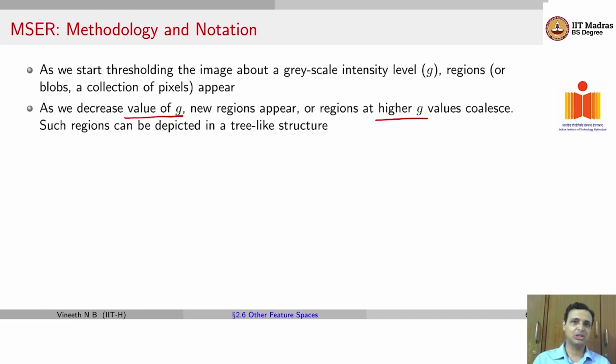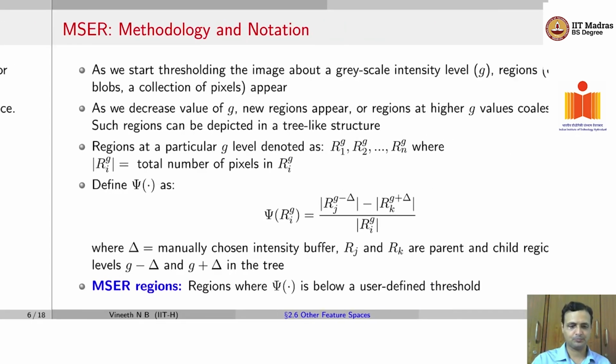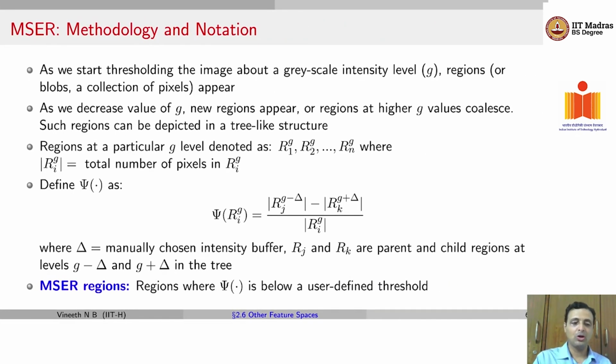It's very similar to region merging and region splitting. As you reduce G, some regions may merge. As you increase G, regions may split based on their intensity values. So now what do you do with this? Let regions at a particular G level be denoted as R1G to R2G, up to RnG. Let's say there are small n regions, each corresponding to one particular threshold G, where the cardinality of Rij denotes the total number of pixels in one of those regions Rij.